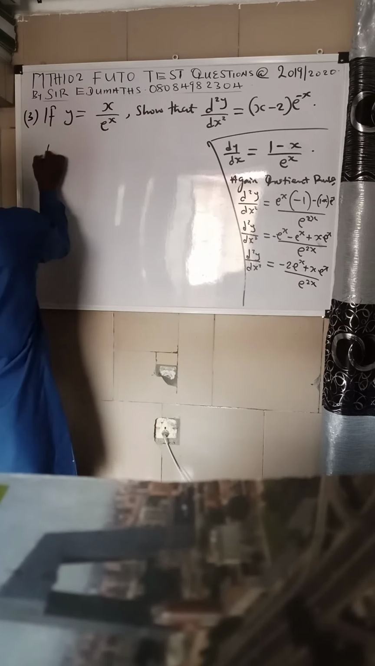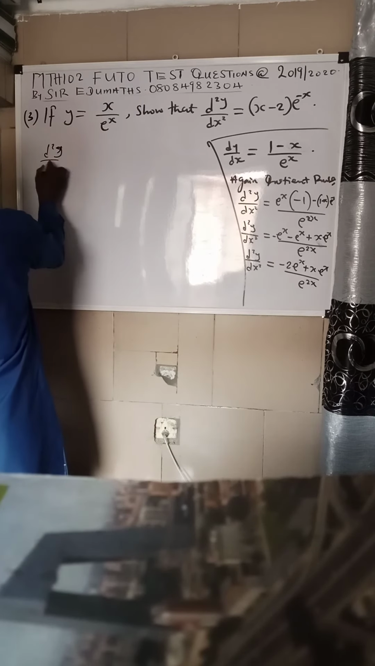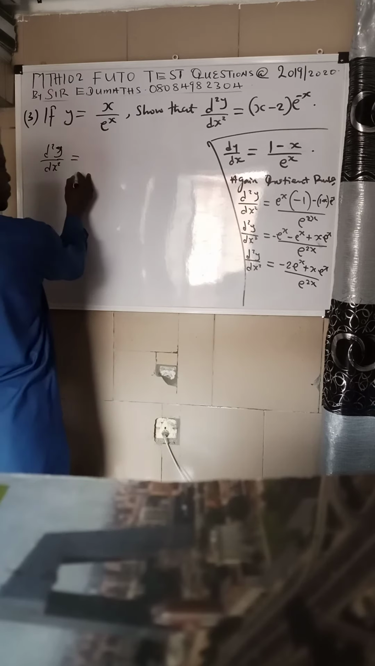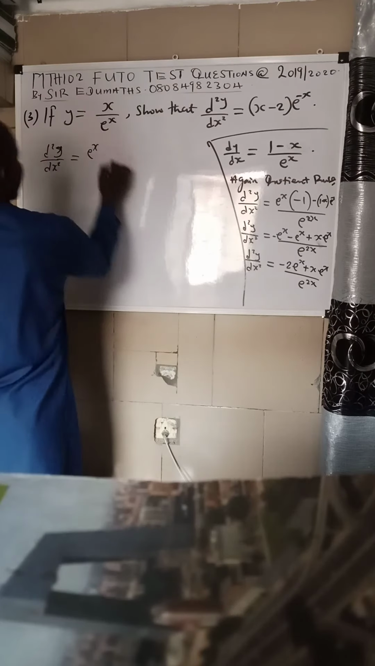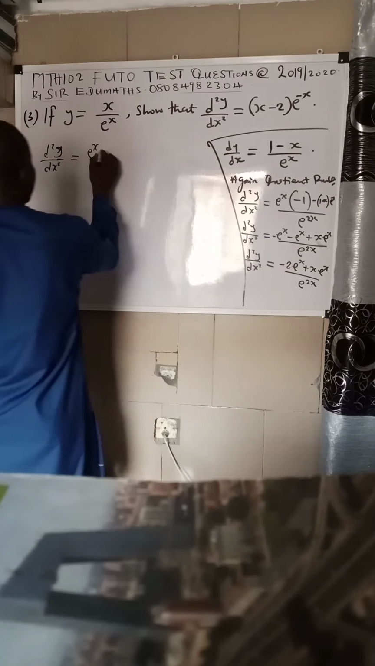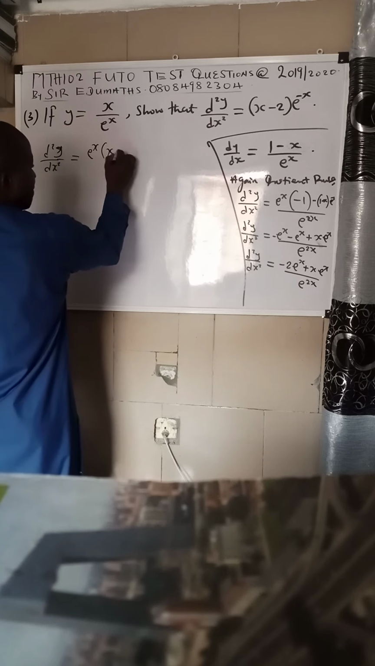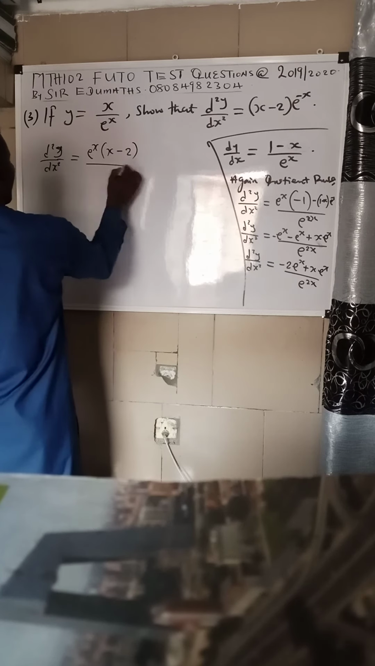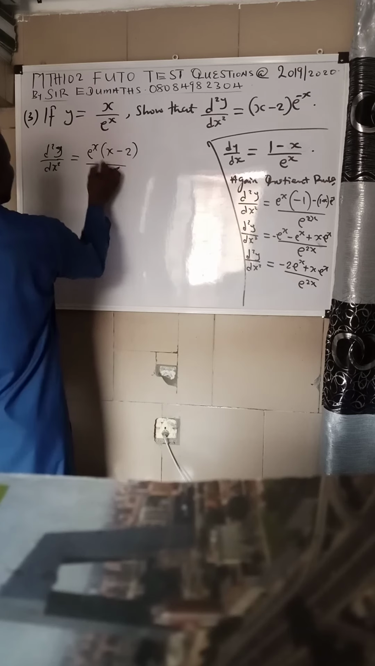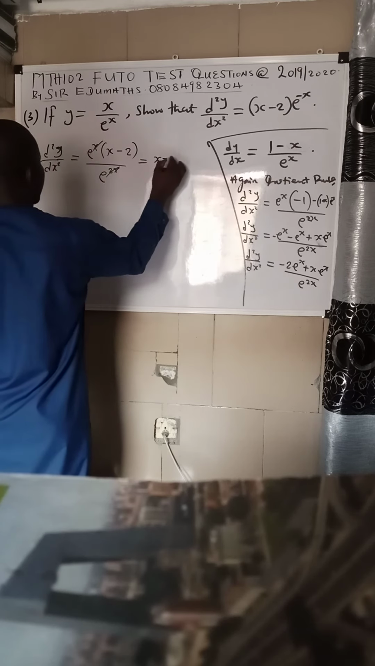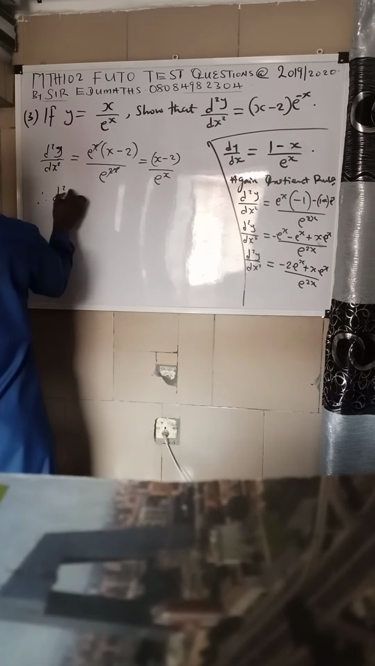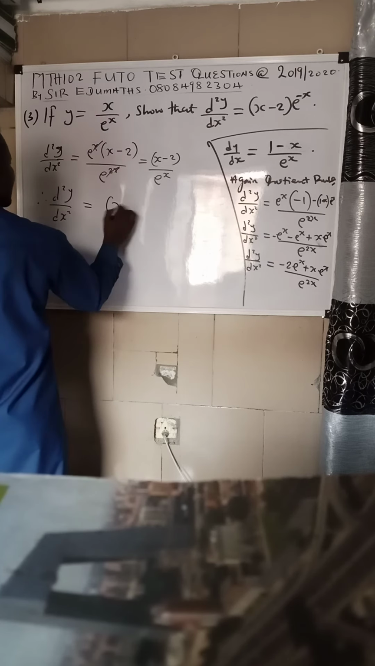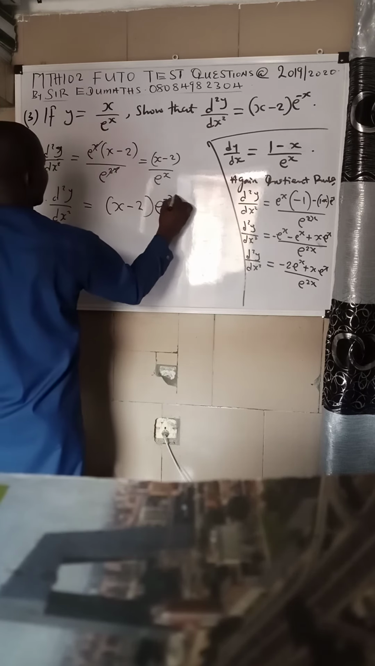Factor out exponential x, we have that d2y/dx2 is equal to exponential x, addition is commutative, you can write that one first, in the bracket x minus 2, all over exponential 2x. This will cancel this, we have x minus 2 all over exponential x. Therefore, d2y/dx2 is equal to x minus 2 exponential minus x.